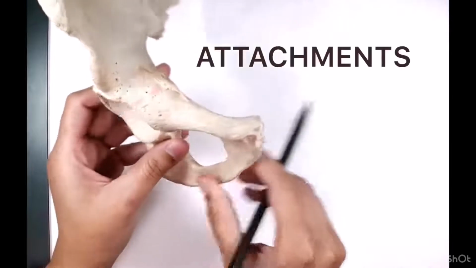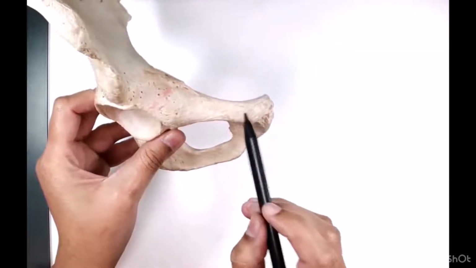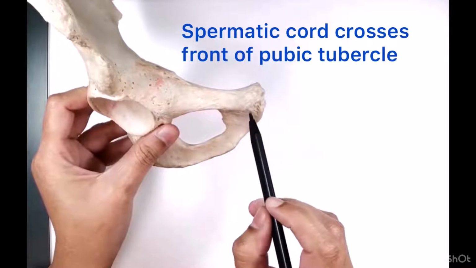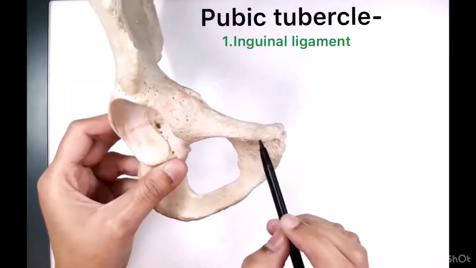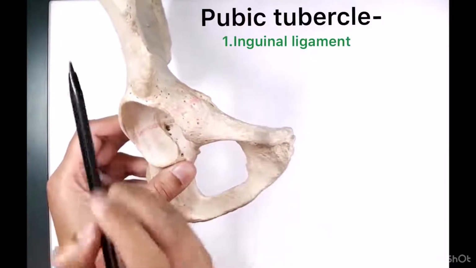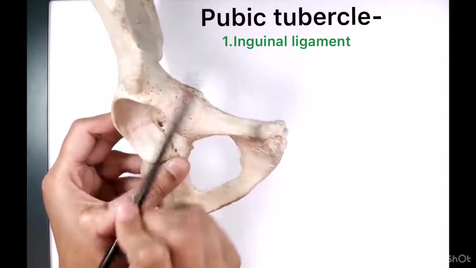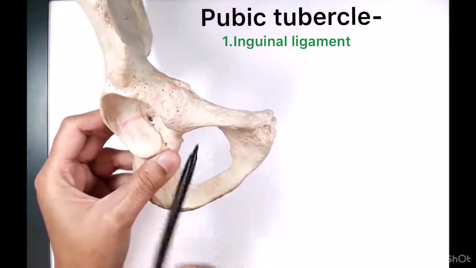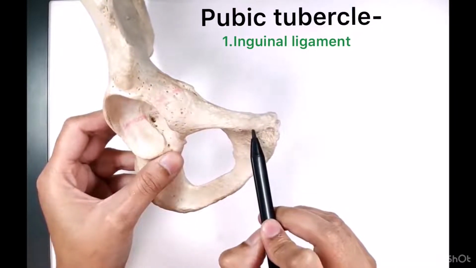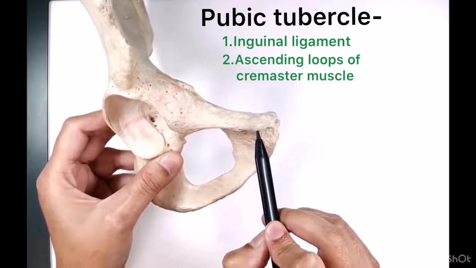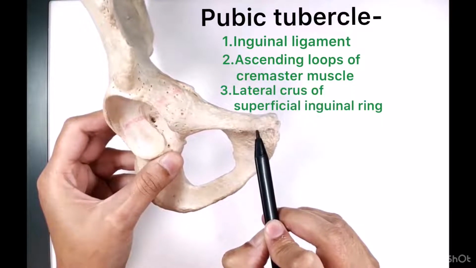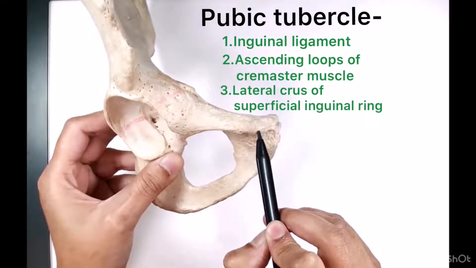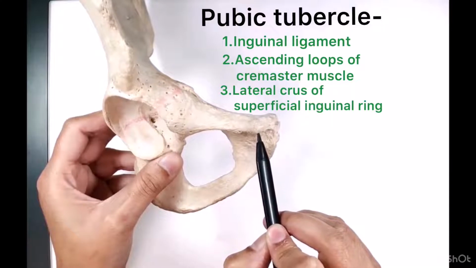Now, coming to the attachments, the pubic tubercle, I just told you the spermatic cord crosses in front of it. This pubic tubercle gives attachment to inguinal ligament. Inguinal ligament is attached from the anterior superior iliac spine to this pubic tubercle. Another attachment on this pubic tubercle is the ascending loop of the cremasteric muscle. Then there is attachment of the lateral crus of the superficial inguinal ring. Superficial inguinal ring is a gap in the aponeurosis of external oblique muscle.